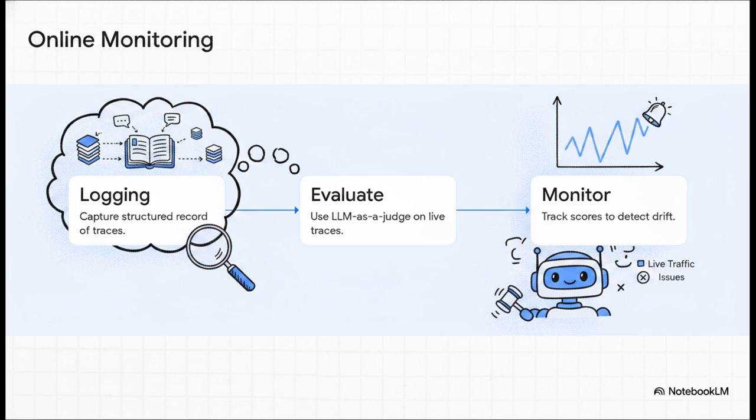To actually monitor this normalcy, you follow a specific architecture. First is logging. You absolutely must capture a structured record, what we call a trace, of every single conversation. Tools like Langsmith are fantastic for this. Second is reference-free eval. This is where you use your LLM as a judge on a sampled subset of this live traffic to flag issues like toxicity or hallucination, and you do it without needing a golden answer key. And third is monitoring. You track those score distributions over time so you can detect any drift the moment it happens.